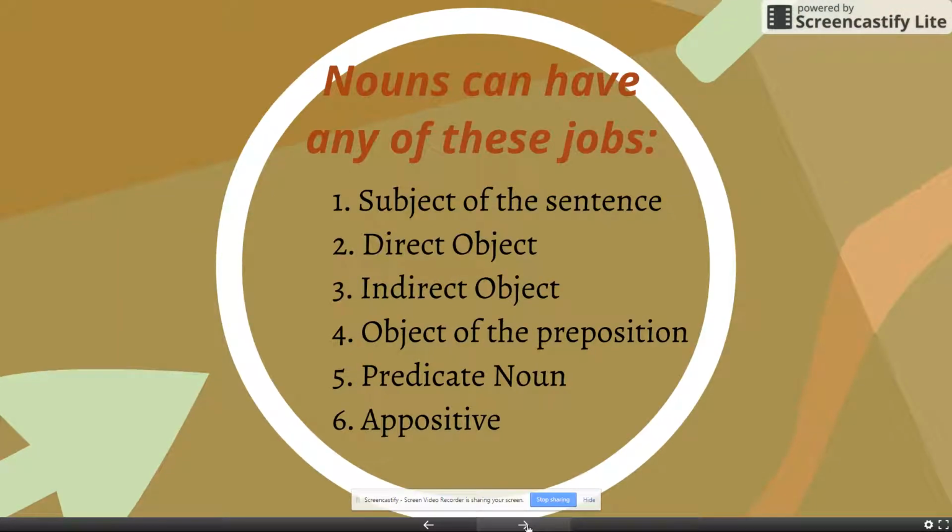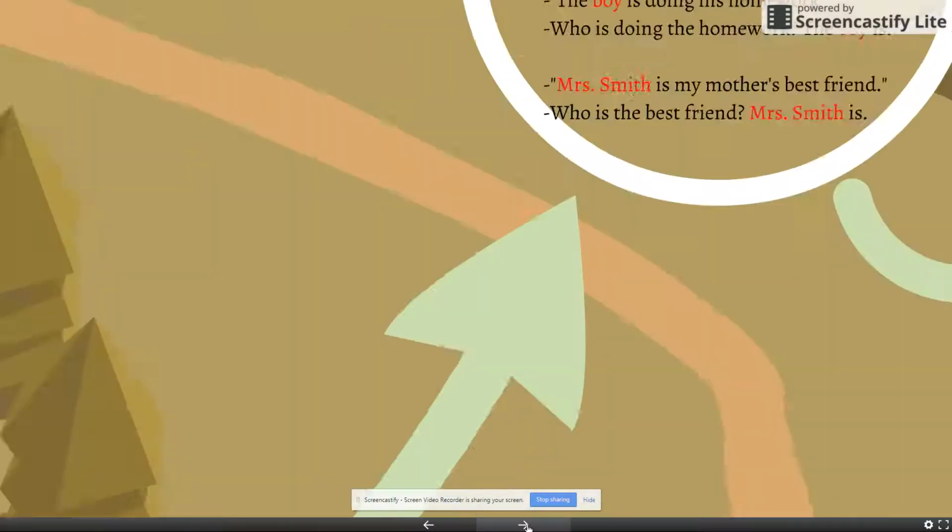Here are the 6 basic jobs they provide. The main one is the subject of the sentence. The subject will always be a noun. They can also be direct objects, indirect objects, object of the preposition, a predicate noun, or an appositive. And we'll go through each of these.